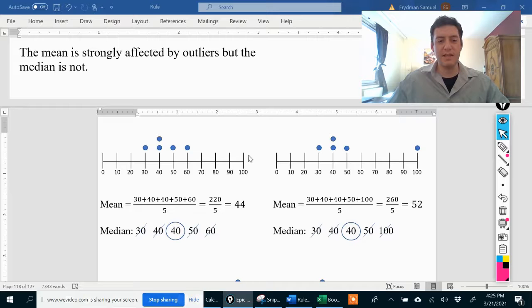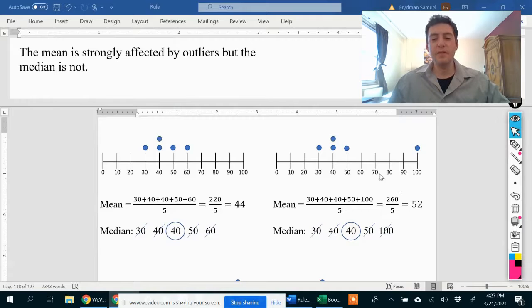Let's go back to this data set and calculate the mean. So what we do is we add up all the numbers, 30 plus 40 plus another 40 plus 50 plus 60, and divide by how many numbers there are, 1, 2, 3, 4, 5. Okay, so I did the calculation here. When we add the numbers up, we get 220. Divided by 5 would give us 44. So that's the mean for this data set.